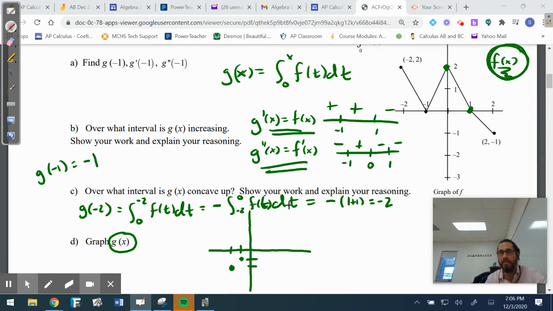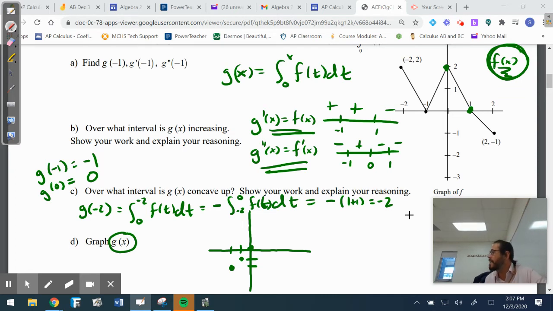All right, let's pick some more values to work with. What's g of 0? Well, I already have the answer over here to the side. It's the integral from 0 to 0, which is obviously 0. So the spline is going to go through that point right there. g of -1, we did that. And then I could do g of 2, from 0 to 2.